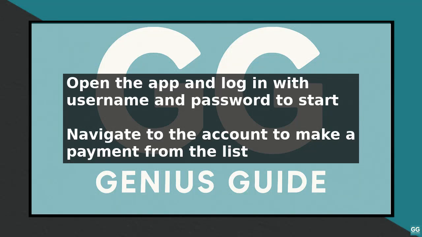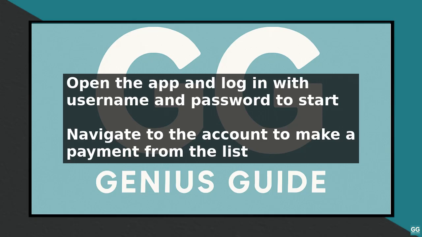To schedule a payment using the Fifth Third Bank mobile app, start by opening the app on your device and logging in with your username and password. Once you are logged in, navigate to the account you want to make a payment from by selecting it from the list of available accounts.